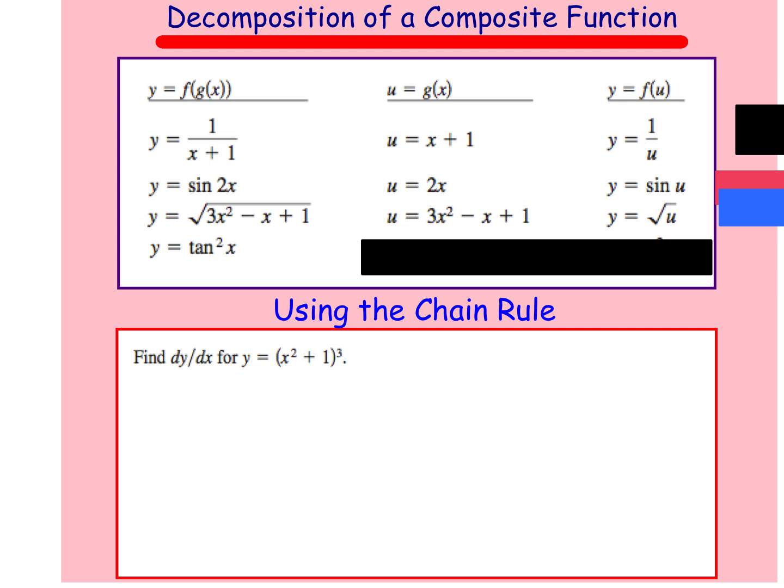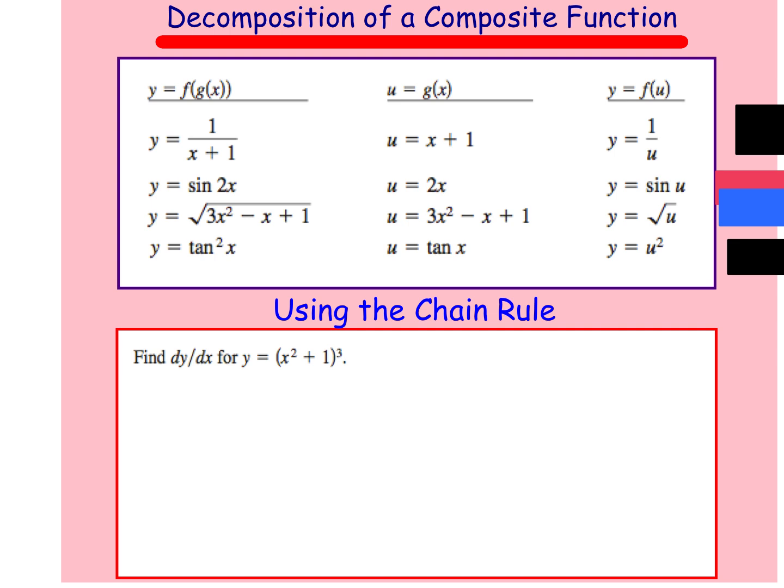What is my innermost composite of tangent squared x? Tangent x, exactly. So then what's my outer composite? Squared, exactly. A lot of the times we should probably rewrite this one as tangent of x, quantity squared. That's how we should actually think of these. But this is where we have some issues sometimes.